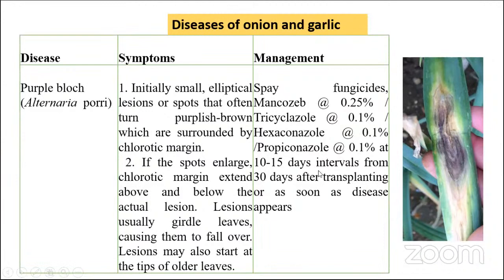For the management or control of Alternaria, application of different chemicals is required: mancozeb at the rate of 0.25%, tricyclazole 0.1%, hexaconazole 0.1%, propiconazole 0.1% at 10 to 15 days interval from 30 days after transplanting, or as soon as the disease appears in the field. We need to follow these chemical sprays to avoid the damage due to purple blotch.